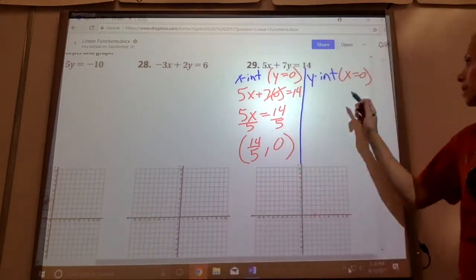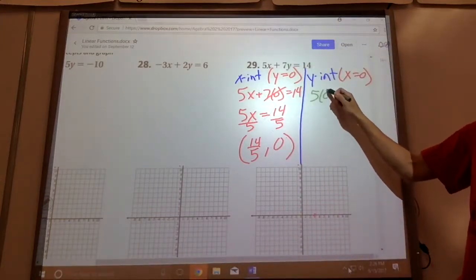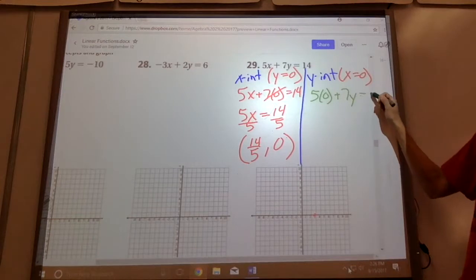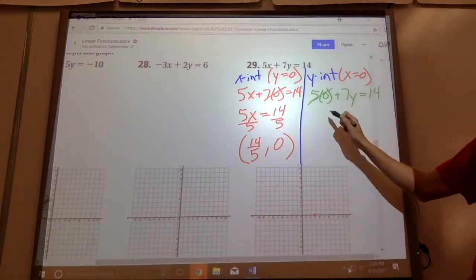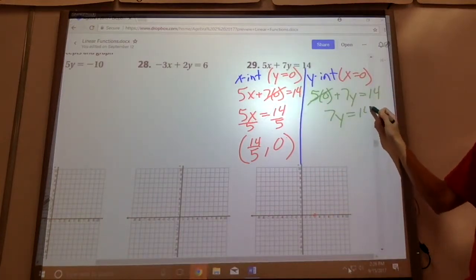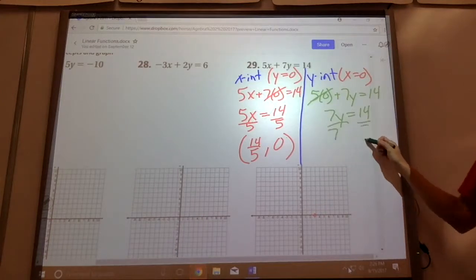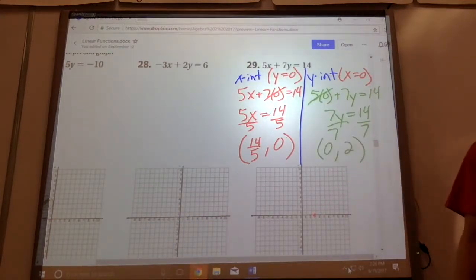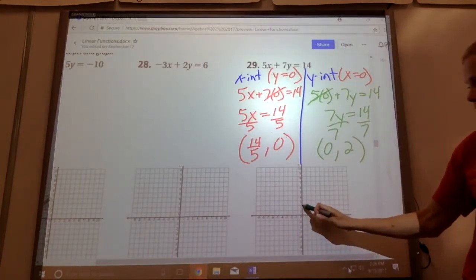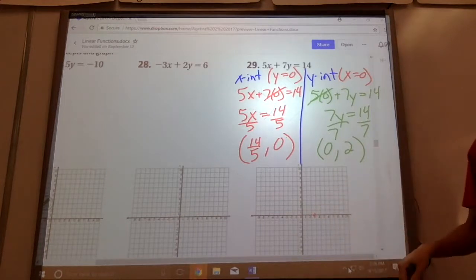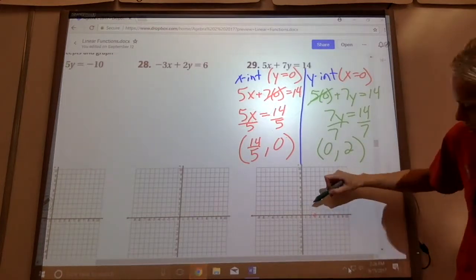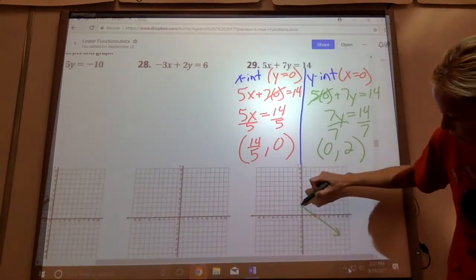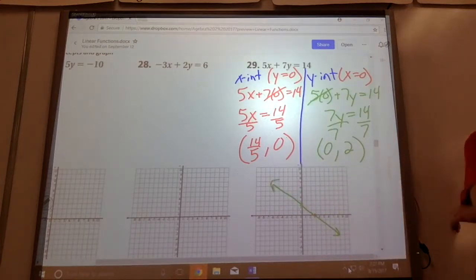And then y-intercept, x is 0, so again 0, right? So that's gone. Divide by 7. So my y-intercept then would be 0, 2. 14 divided by 7 is 2, right? So then I go up 2, put a point. Now those 2 points make my line, and I can connect them. Questions on that? Make sense?